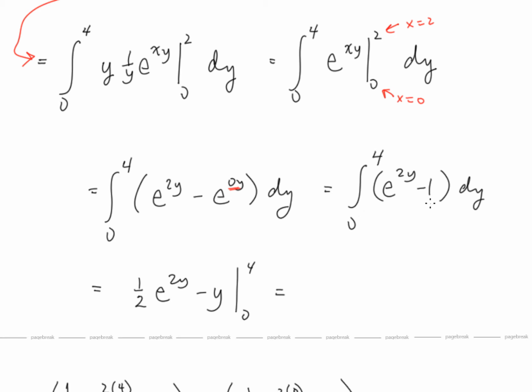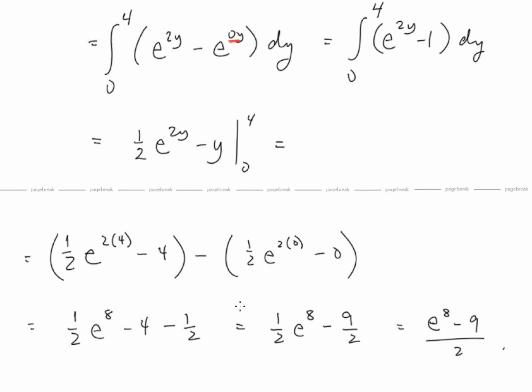So we have 1/2 e to the 2y minus y. We plug in our 4 and our 0, and we have 1/2 e to the 8th minus 4 minus 1/2. Again, recognize that the 2 times 0, e to the 0 is 1, so we do end up with 1/2 here. So we've got 1/2 e to the 8th minus 9/2. Or if you'd like to factor out your 1/2, you can write it like this. Either way is fine.